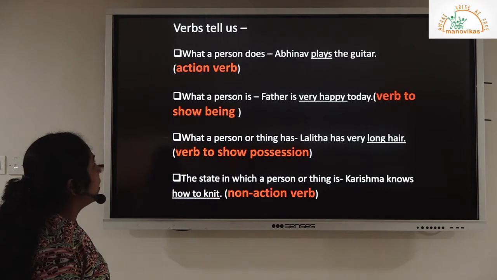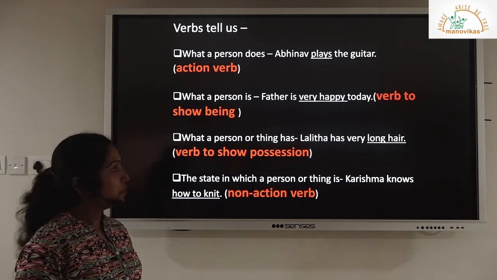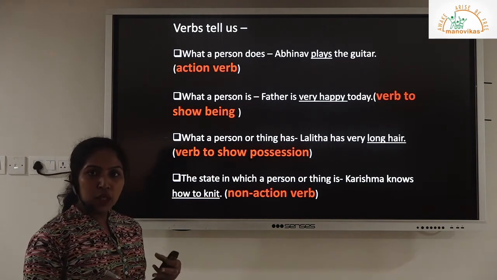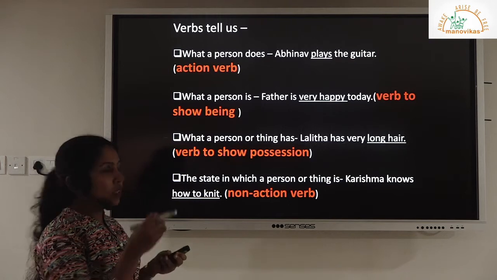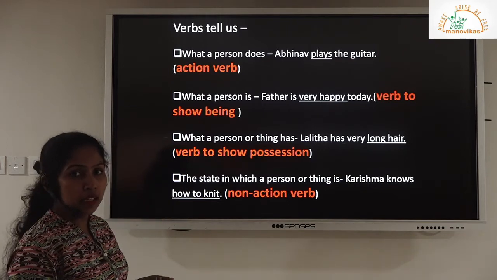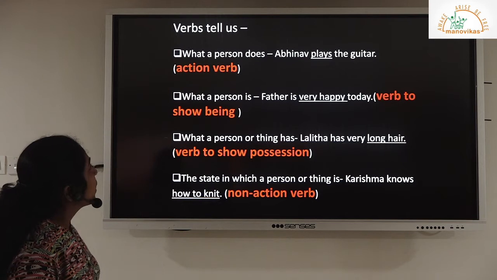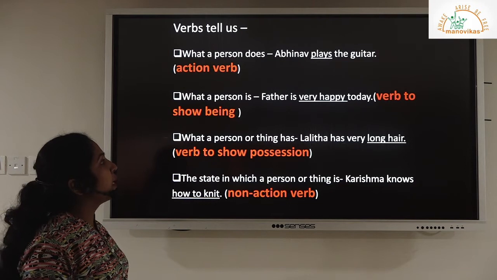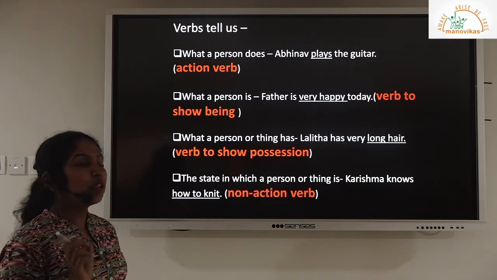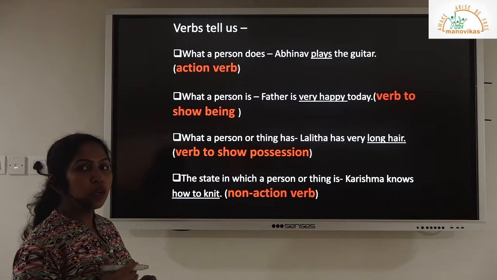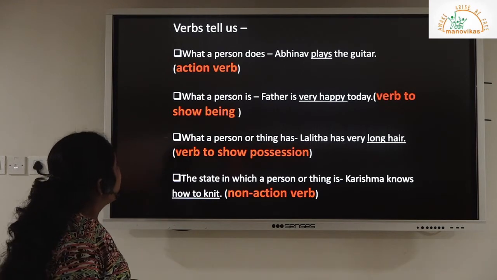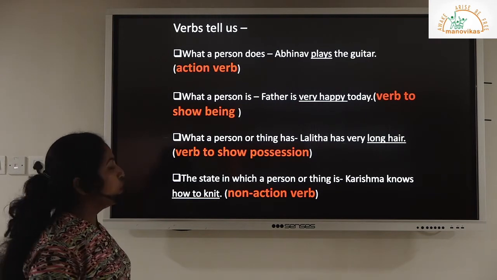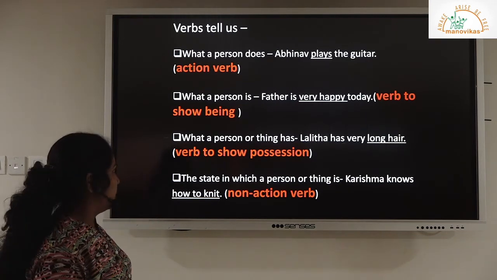Now verbs tell us what a person does. Abhinav plays the guitar. Here in the sentence we get to know that the subject, Abhinav, is playing the guitar. So it's basically an action verb. What a person is: his father is very happy today. Here the verb shows being, how you are, like the emotion. What a person or thing has: Lalita has very long hair. Here the verb shows possession.